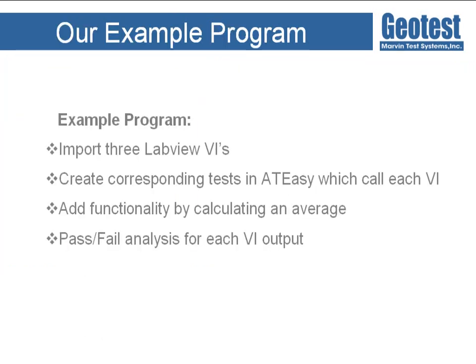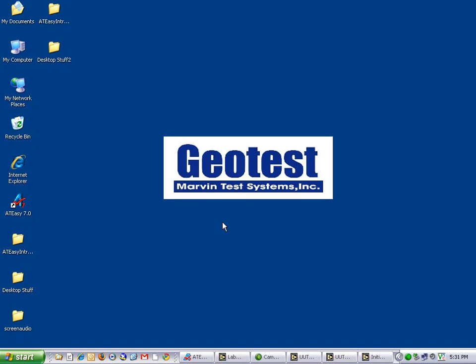In our example program, I will import three LabView VIs that initialize hardware, measure voltage from a 3.3 volt power supply, and measure voltage from a 5 volt power supply. These three VIs will be imported into ATEasy, creating three ATEasy procedures that we can call from our test code. I will add additional functionality by taking the average value of the 10 measurements returned from each VI and evaluating the results for a pass-fail using ATEasy code.